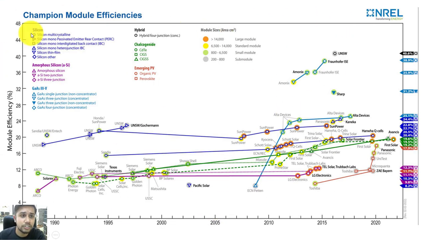This is the latest chart of module efficiency provided by the National Renewable Energy Laboratory, with which we are getting 40.6%, and these are under laboratory conditions. Right now we are just checking it at the laboratory level.